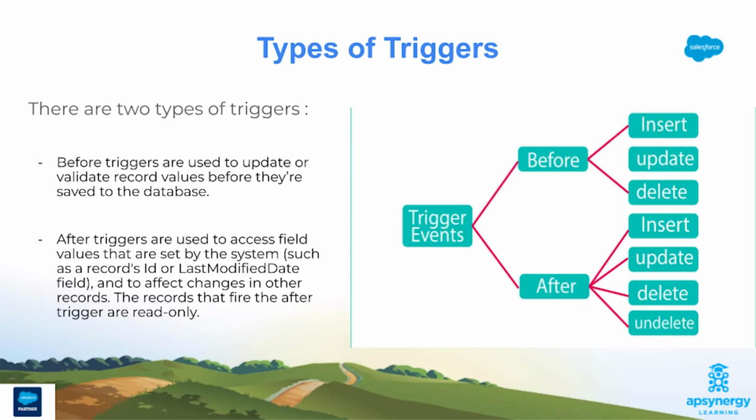After triggers are executed after records are committed to the database. This means you can make more modifications to the updated records without issuing another DML statement. They are used to access field values that are set by the system, such as record IDs or last modified date fields, and to effect changes in other records. The records that fire the after trigger are read-only. You can perform insert, update, delete, and undelete events in this trigger.